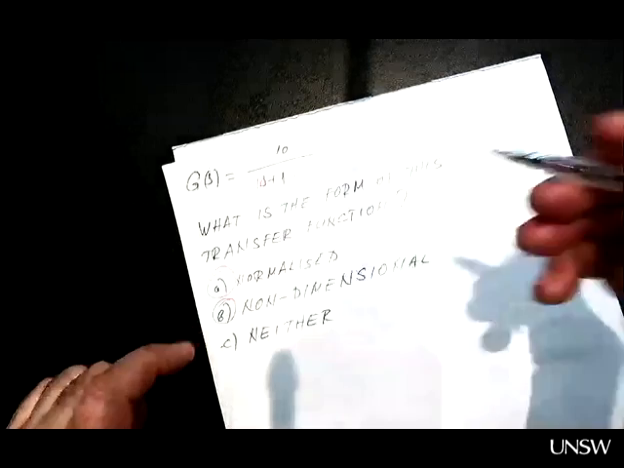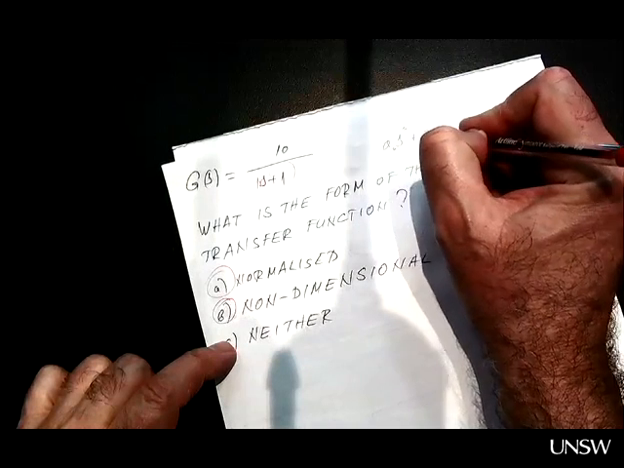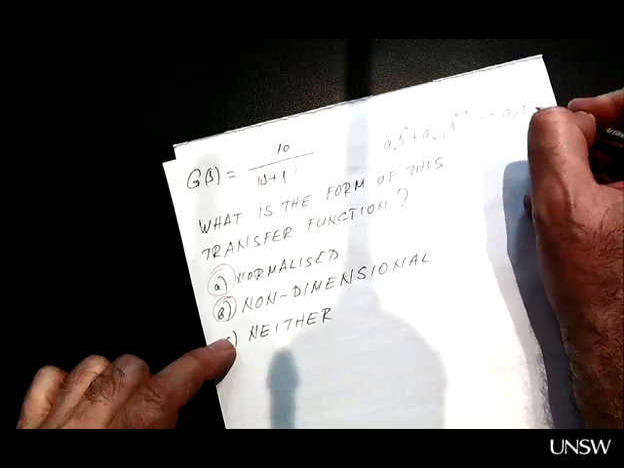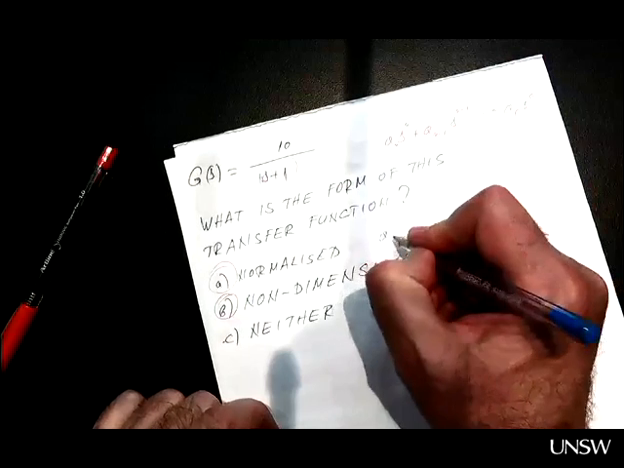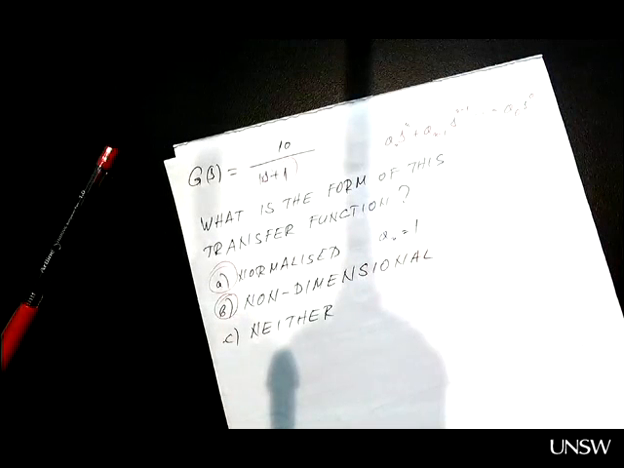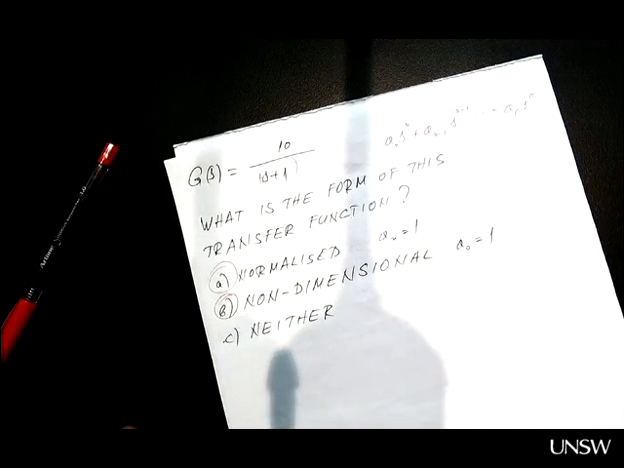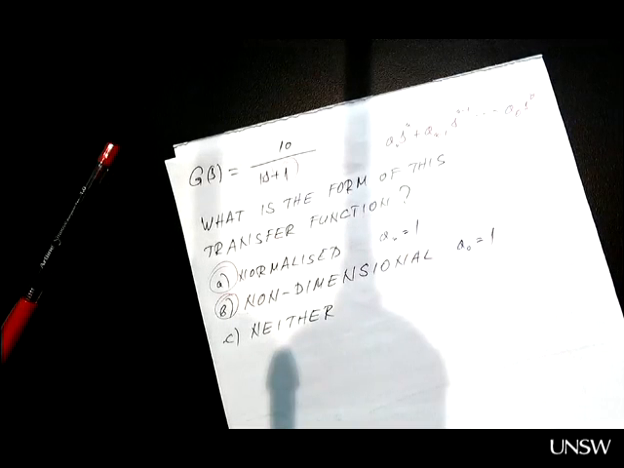Non-dimensional: if you have A_n S to the power n, plus A_(n-1) S to the n minus 1, all the way until A_0 S to the power of 0. For normalized, A_n has to be equal to 1. For non-dimensional, A_0 has to be equal to 1. The last one, which is this one, is a special case where the transfer function is both normalized and non-dimensional, but that's because the coefficients are such that it is possible.